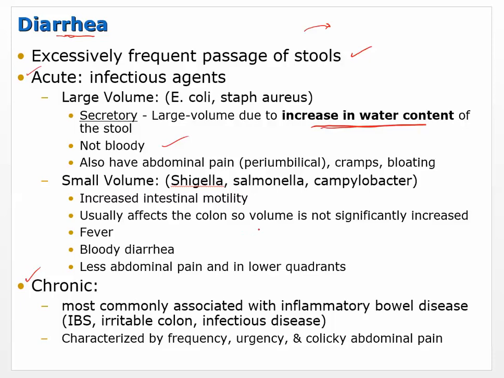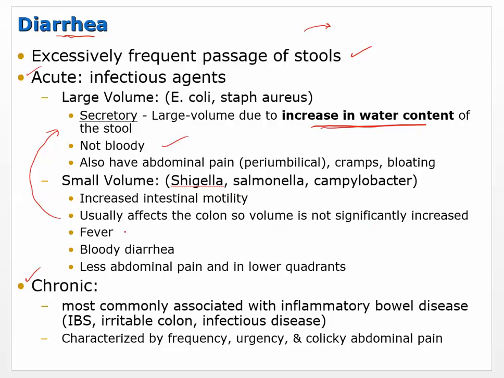So it usually affects the colon, so volume is not significantly increased. That's the other thing. We mentioned up here with large volume, you've got more water to deal with. And in the colon, a lot of what takes place is some more reabsorption of water. Most of that reabsorption and water handling in general is done by the small intestine, but there's a little more water reabsorption that takes place in the large intestine. But it usually affects the colon, so the volume is not significantly increased.